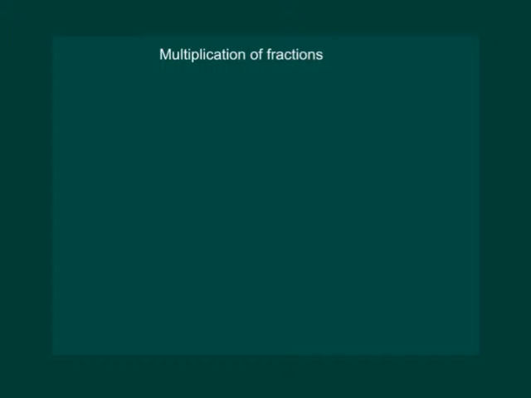Here let us see how to multiply a fraction. Firstly, to multiply a fraction, say 1 by 4, with a whole number, we multiply the numerators and leave the denominator as it is. Let us see another example.